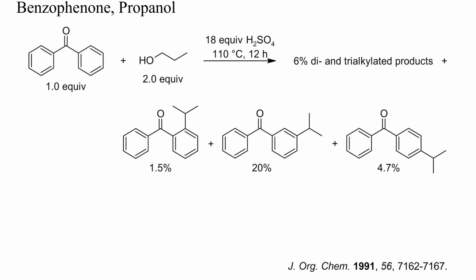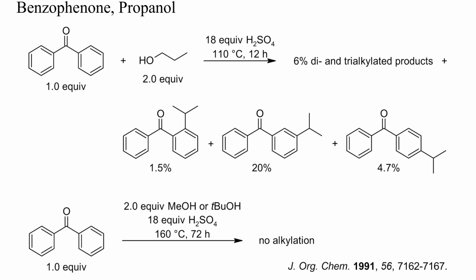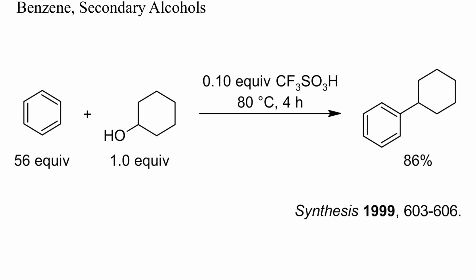Here, benzophenone was heated with an excess of propanol and sulfuric acid for 12 hours. A secondary carbocation was formed by hydride migration to the initially formed primary carbocation, but the yield of isopropyl benzophenones was only 26%. With methanol, or tert-butanol, no alkylation occurred, not even after 3 days at 160 degrees Celsius. With methanol, the stationary concentration of methyl cations was probably too low, while the tert-butyl cation was too stable and unreactive. Benzene is less reactive than toluene or xylene, but more reactive than benzophenone.